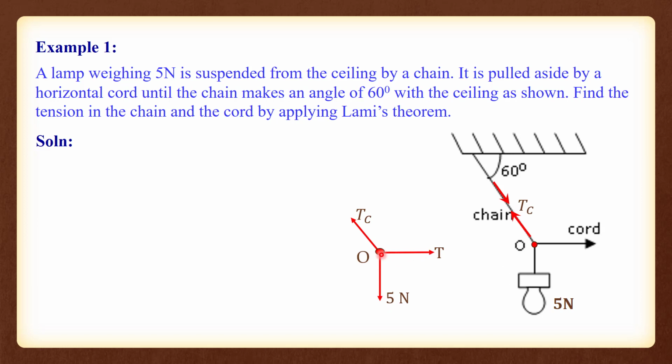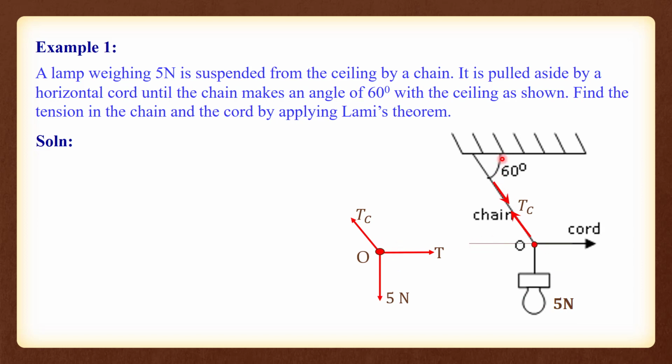If you want to apply Lami's theorem, you need to know the angle between the 2 forces, right? So you need to know the angle between 5 Newton and T, then the angle between TC and T, and also the angle between TC and 5 Newton. Now you know the angle between T and 5 Newton, right? That is 90 degrees. So that angle is known. Now how will you find out this angle? For that, I will draw a line here.